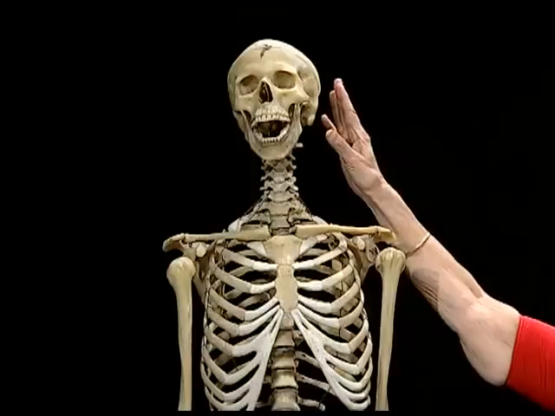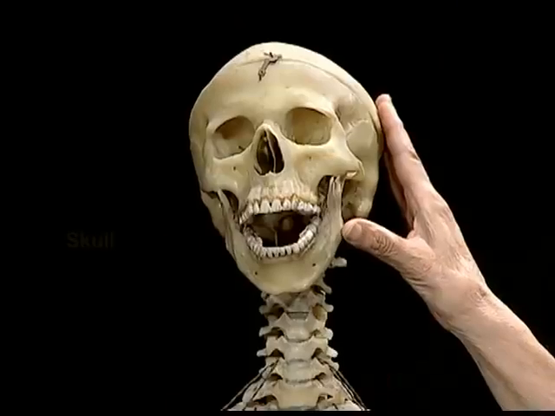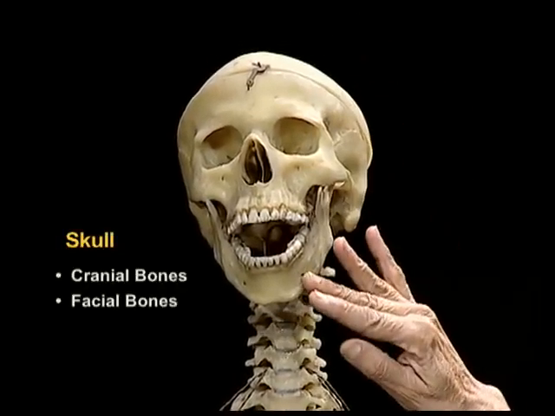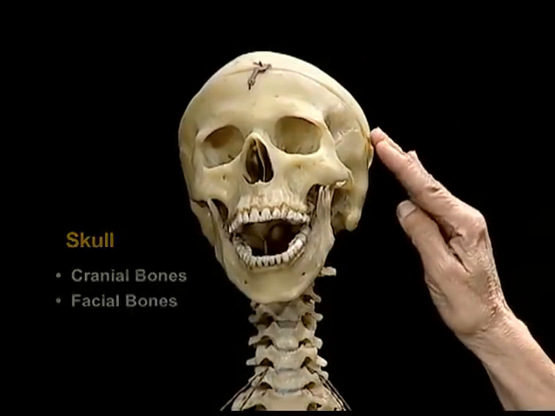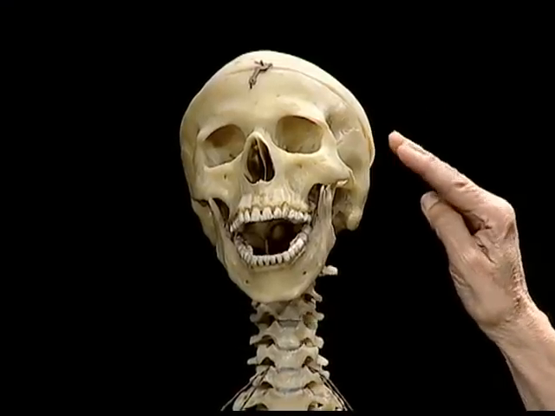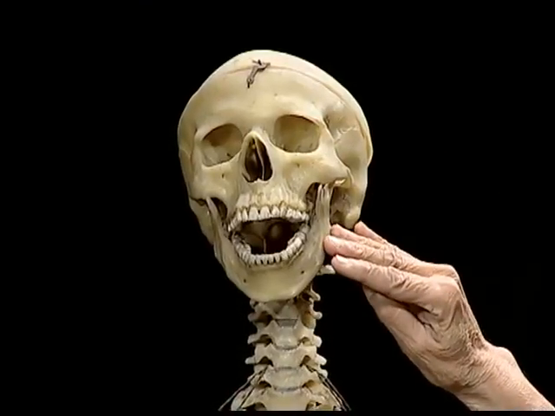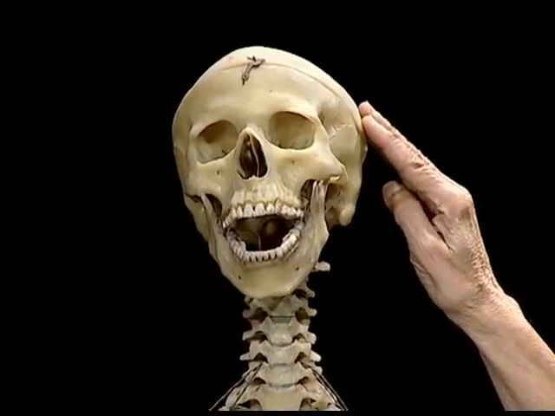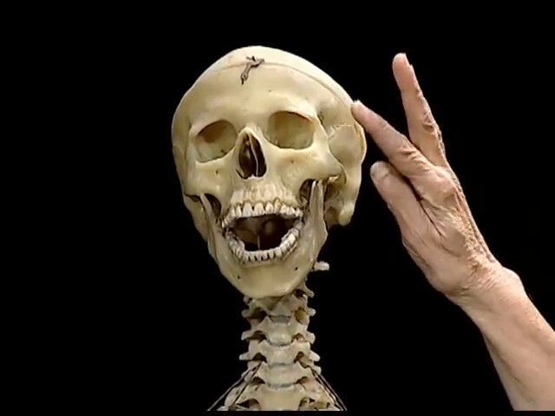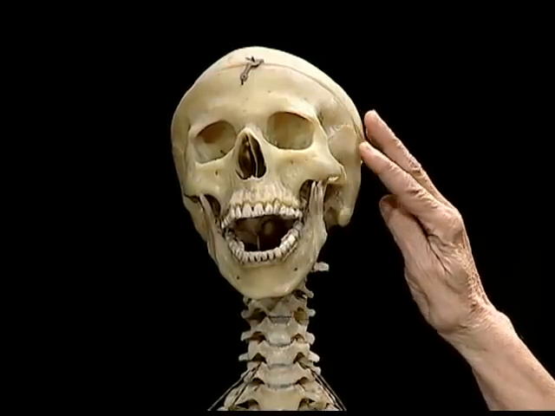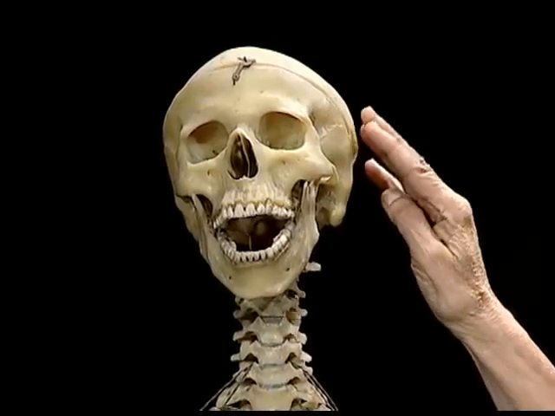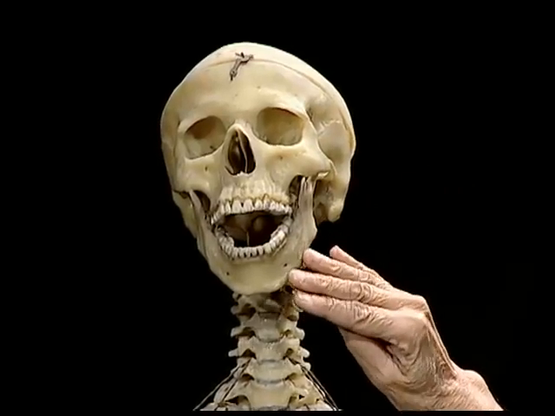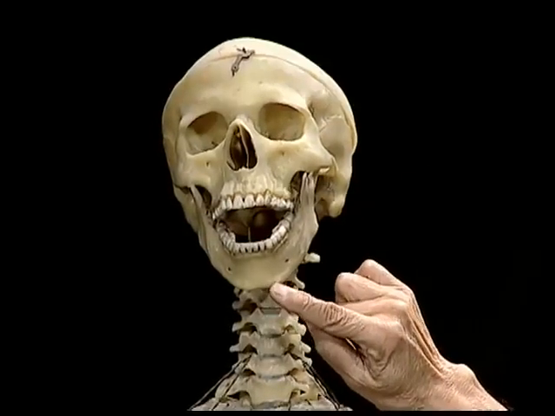You can see the skull here, it has two parts, the cranium and the facial bones. There are 8 bones in the cranium and there are 14 bones in the facial region. The cranium bones are attached to each other by sutures, so they do not move much. Facial bones are making the face. This is the lower jaw.